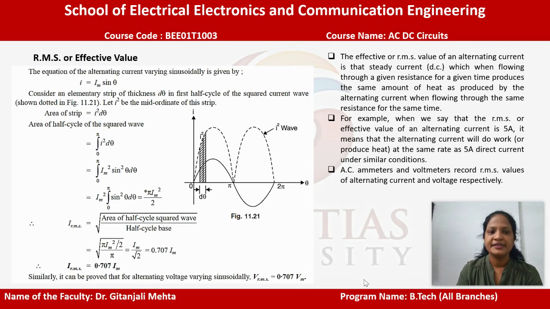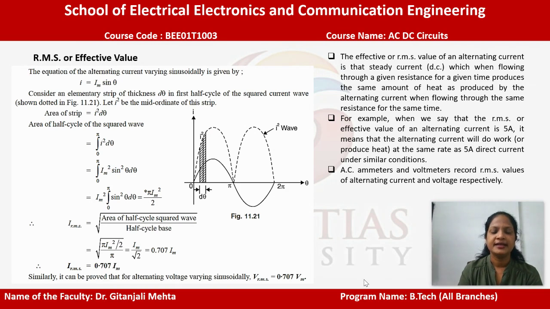To calculate the RMS or the effective value, we take the square of this I waveform and again we consider a small strip at the angle theta with a width of d theta. So calculating the area of the strip, it comes out to be I squared d theta. And the area of the half cycle of the square waveform will be the integral from 0 to pi of I squared d theta. Again substituting the value of I and integrating, it comes out to be pi Im squared upon 2.